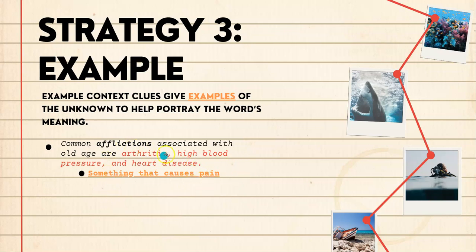If I think about how these are examples of afflictions, I know that arthritis, high blood pressure, and heart disease are not good things, so this is going to be something negative, and it applies to people who are old. So I'm going to guess that afflictions might mean something that causes you pain. So common things that cause pain for people who are old are arthritis, high blood pressure, and heart disease. Make sure that you have copied the word example in your definition. Underline what you see in red on the screen in the example sentence, and then fill in the definition for afflictions, and then you can move on.